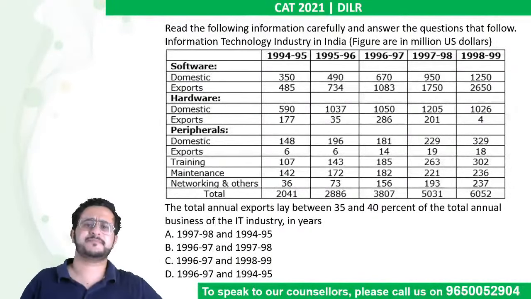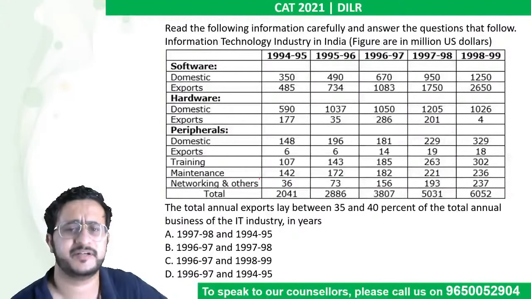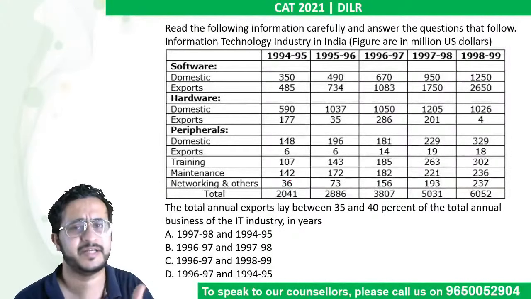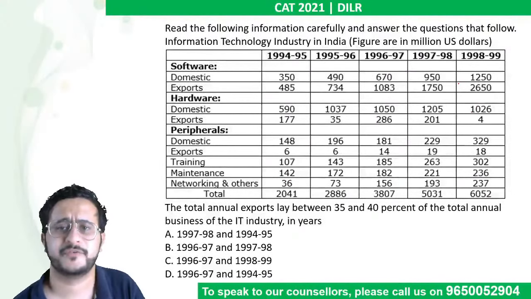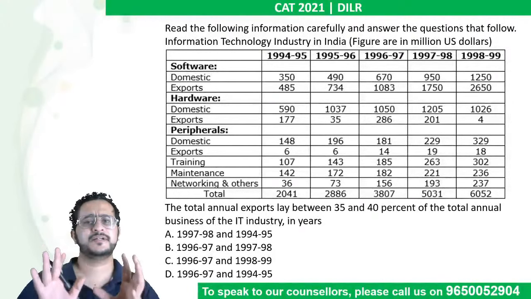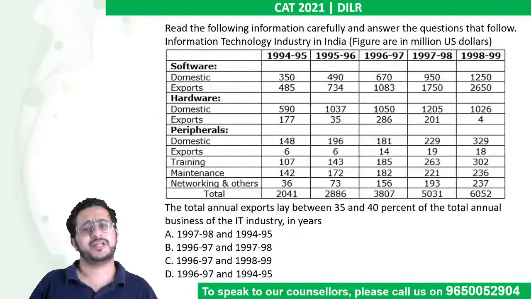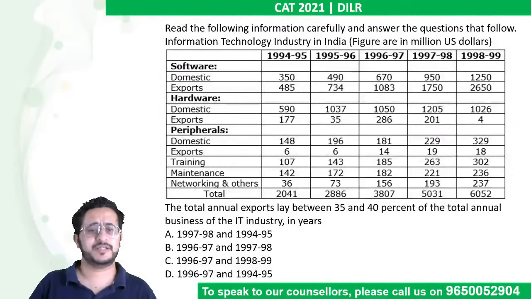So what it says is, this gives figures for 5 different years. It shows software, domestic and export, hardware, domestic and exports, peripherals, domestic, exports, training, maintenance, networking and others, and total. This is your total size of IT industry for these 5 years. So they've asked a question. The total annual exports lay between 35 and 40% of the total annual business in the years.